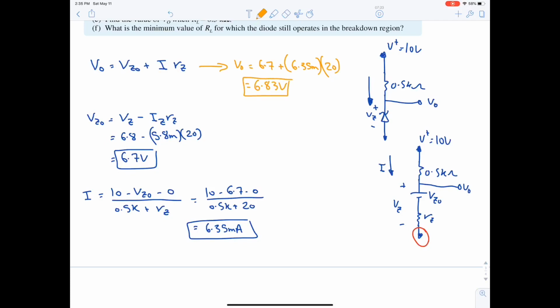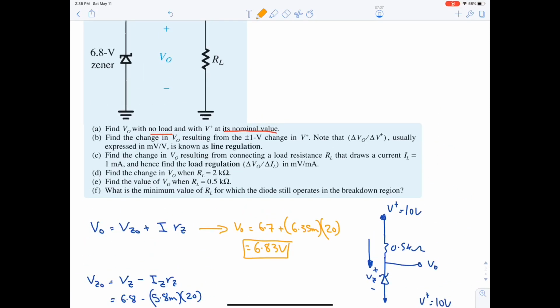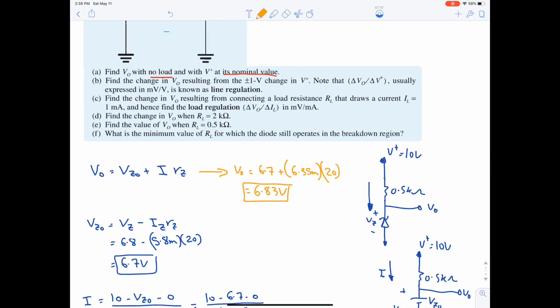Okay, this is part A. Let's go to part B. Find the change in V naught resulting from a plus minus 1 volt change in V plus. Note that delta V naught divided by delta V plus is usually expressed in millivolt over volt, and it's known as line regulation.